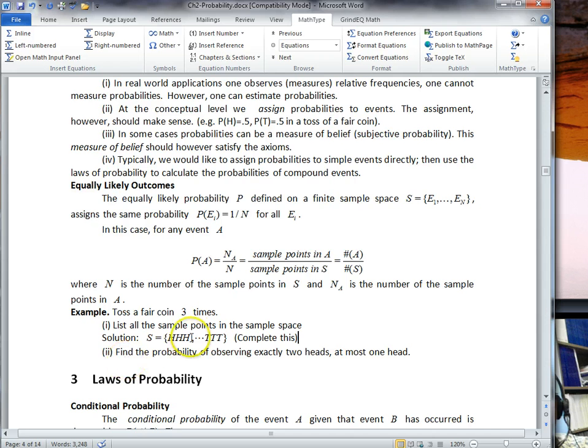And once you get those 8, you can tell which ones of them have exactly 2 heads, and then compute the probability of that event, and which ones have at most 1 head, either 1 head or no heads, and compute the probability of that event as well. So I'll stop here, and the next lecture will be on the laws of probability. Thank you.